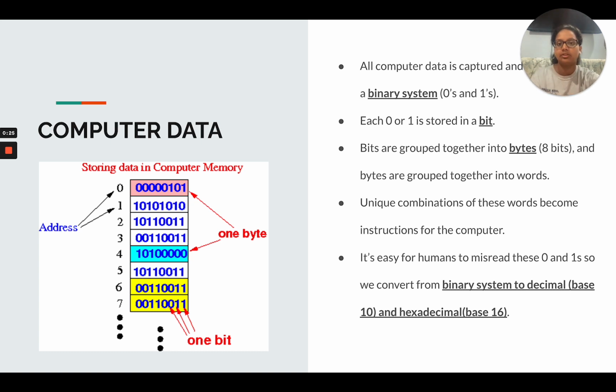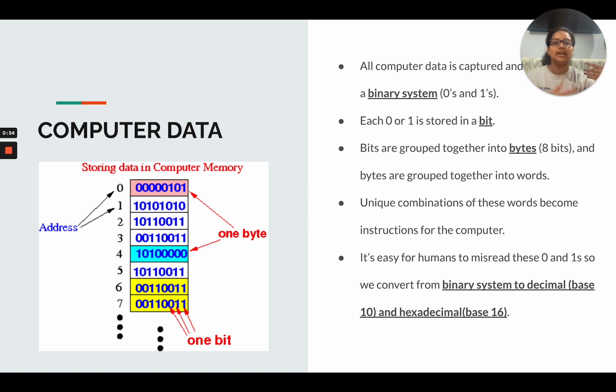Okay, so for computer data, this is about how data is stored in the computer memory. It's captured by the binary system, which is zeros and ones. Each 0 or 1 is called a bit, so you should know that. The bits are grouped together into bytes, and a byte will have exactly 8 bits. Those unique combinations of zeros and ones tell the computer the instructions of what should be done.